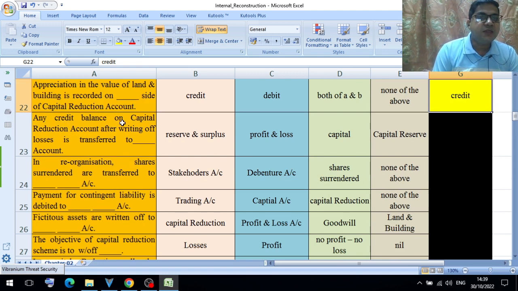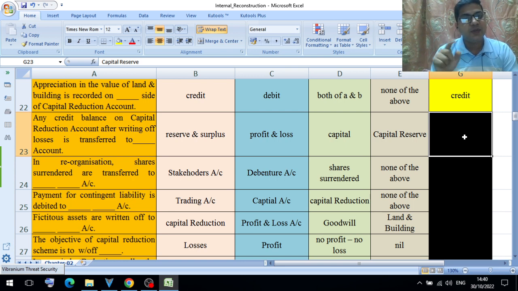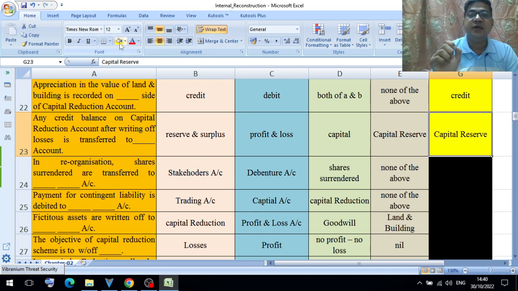Any credit balance on capital reduction account after writing off loss is transferred to dash account. It is also one of the important questions. Option A, reserves and surplus. Option B, profit and loss. Option C, capital. Option D, capital reserve. So here any credit balance on capital reduction account after write off of the losses is transferred to capital reserve account.